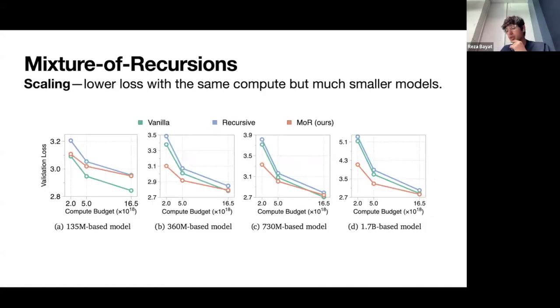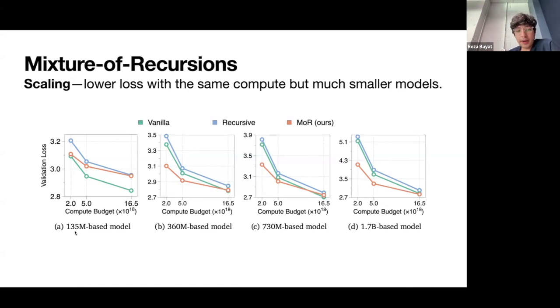So for every new architecture, it is natural to ask if it scales or not. In the main experiment, we use a 360 million base model, and we also use a smaller and a bigger model. When we go to the very small model, which is 135 million base size, in this setup we use 3 recursions instead, which means our MoR model has 45 million parameters.